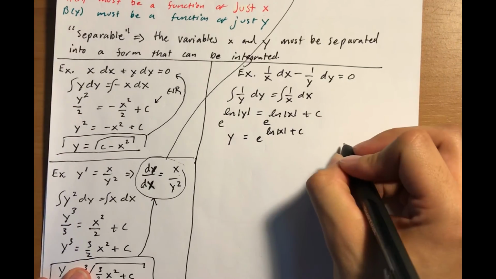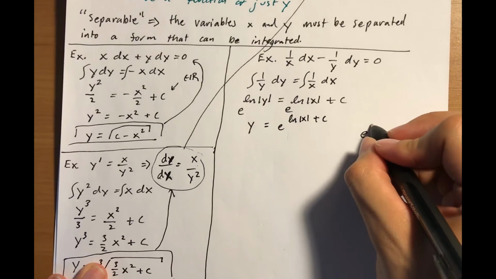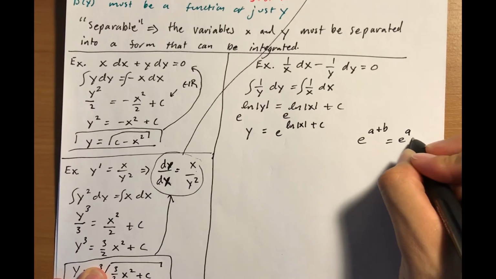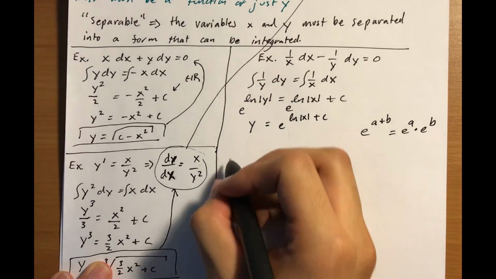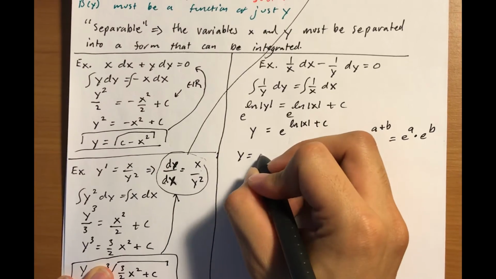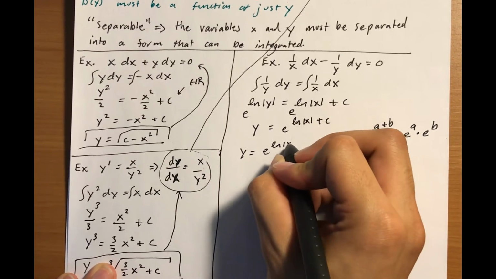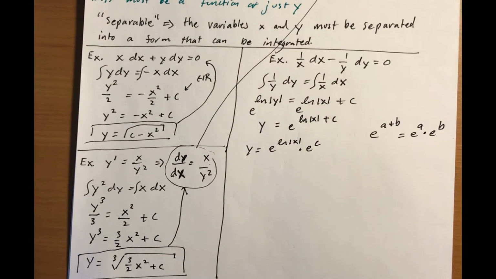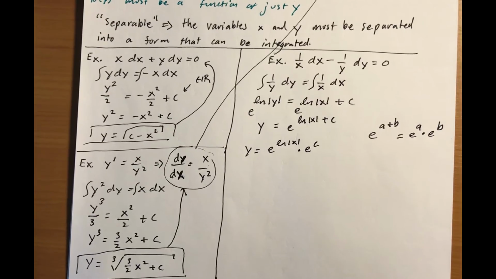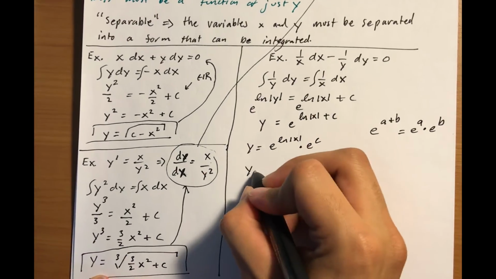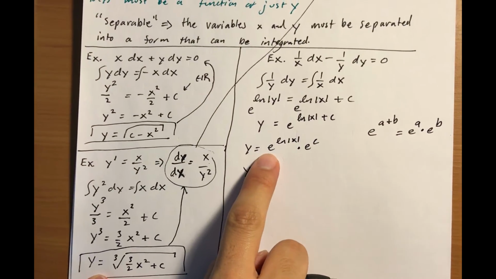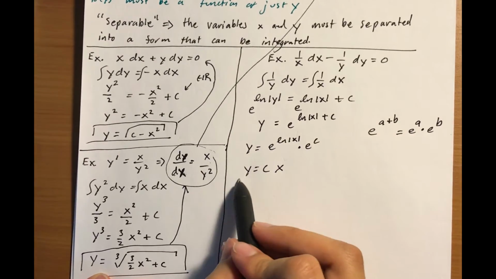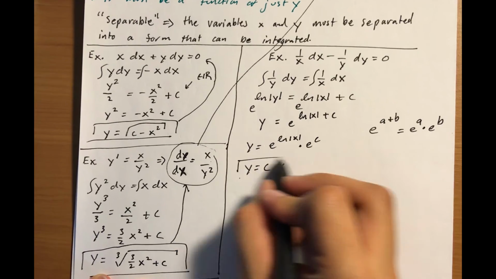And there's some power rules that we use to simplify this. If you have e to the a plus b, this is similar to e to the a times e to the b. So this right here is just equal to e to the ln of x times e to the c. Remember, e to any number is just a constant, so we could just write e to the c just like c. And the e cancels out the natural log, so we're just left with an x. So y equals c times x, and that is the general solution.